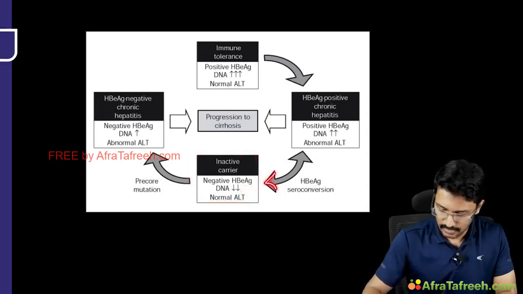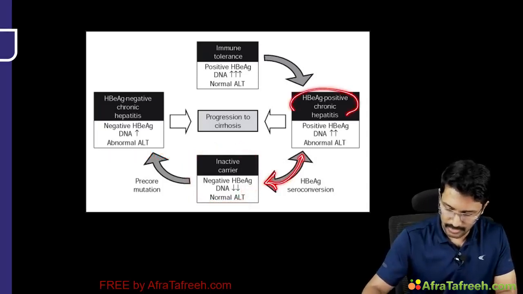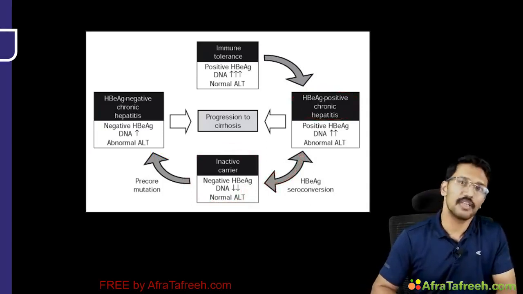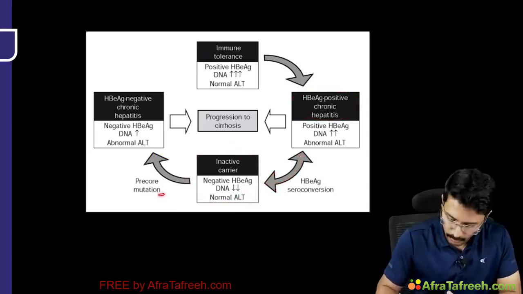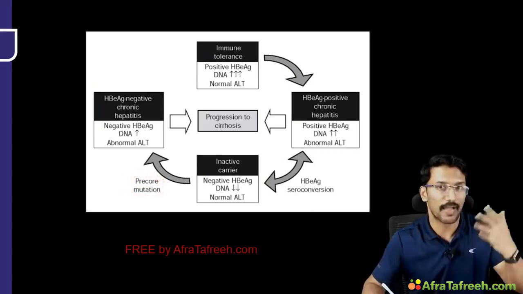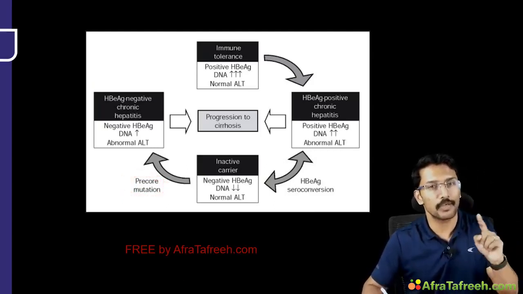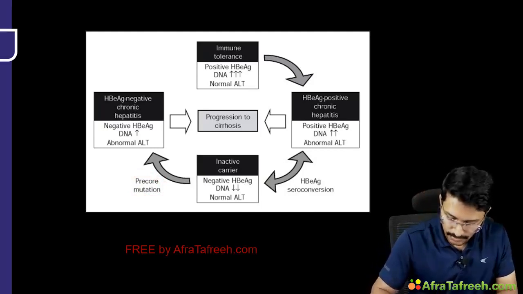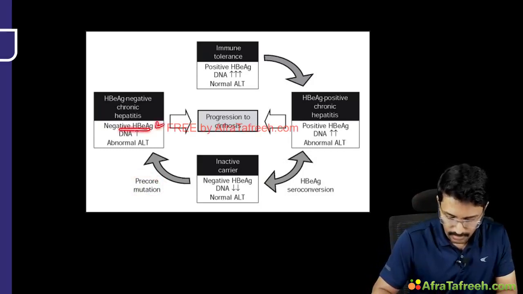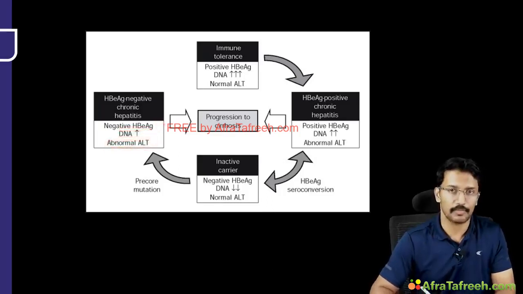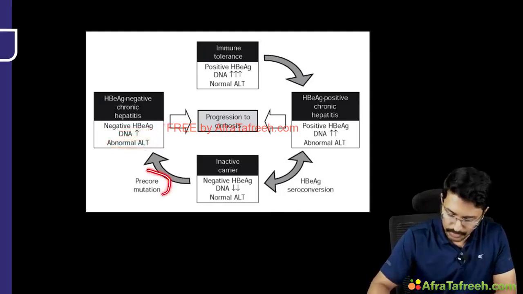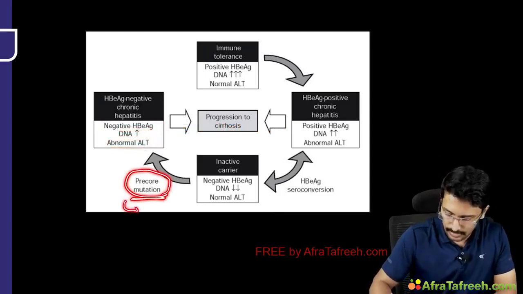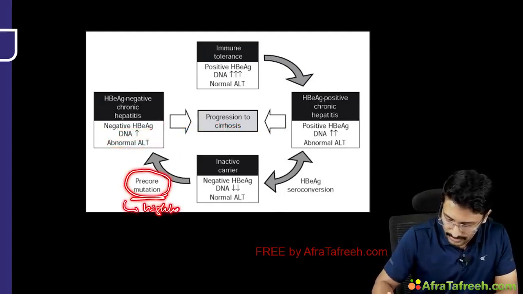And as this image shows, the patient can switch back to chronic active hepatitis of HBeAg positive state, or he might develop a pre-core mutation. Once he develops the pre-core mutation, the patient is back in active hepatitis. But because of the pre-core mutation, E antigen will not be produced. So he will now have a negative HBeAg, but the DNA will be elevated and the LFTs will start becoming abnormal.